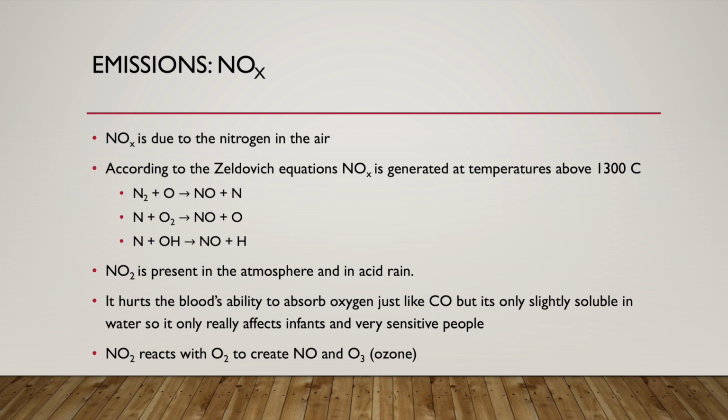And so what happens is we have N2 plus oxygen that turns into NO plus N, and then we have nitrogen and O2 that turns into nitrogen and oxygen. And then nitrogen also reacts with OH to make nitrogen and hydrogen. And so NO2 is present in the atmosphere and in acid rain.